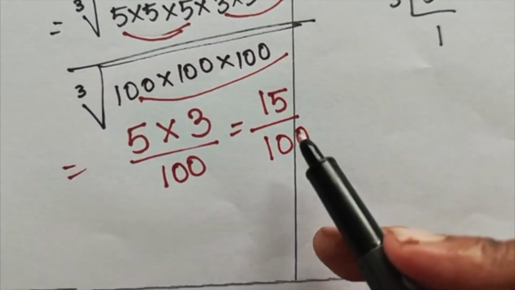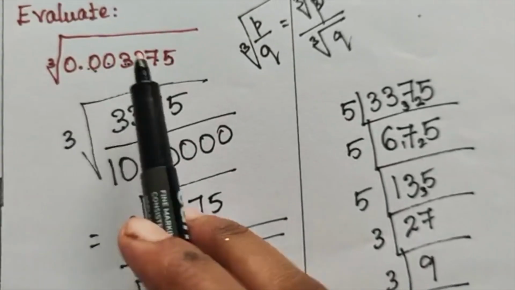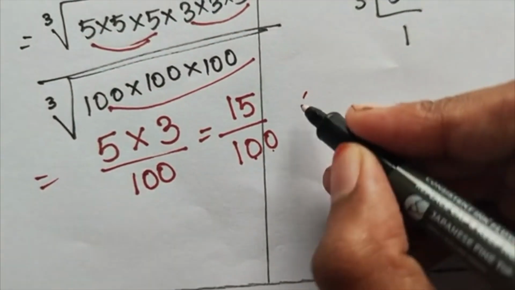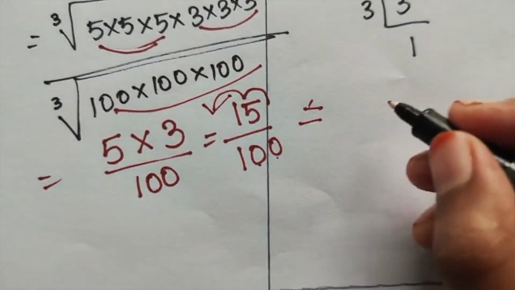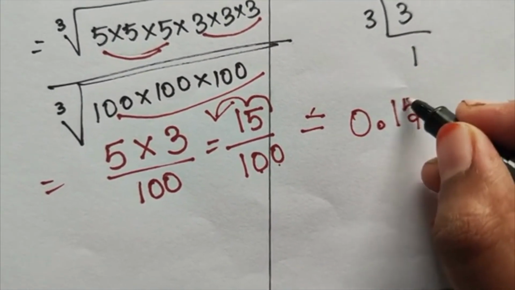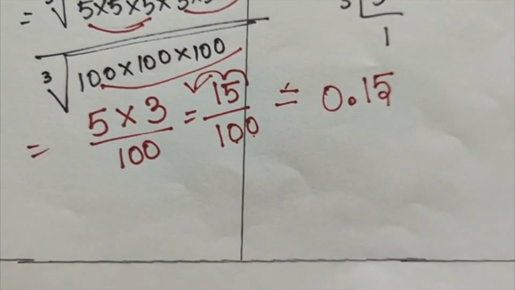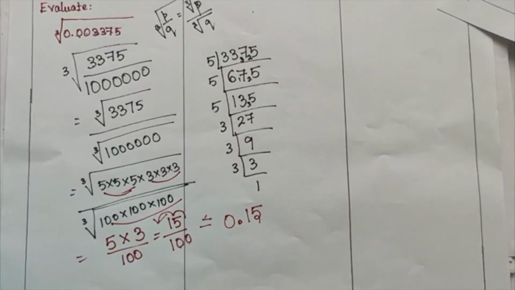15 by 100 means, look carefully, here we have fraction, but the question is given in decimal. So we need to convert this to decimal. Since it is divided by 100, we can move 2 decimal points. So this is nothing but 0.15. So the answer is 0.15. You can copy down this one.